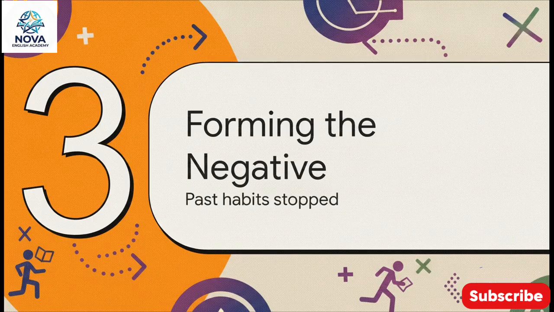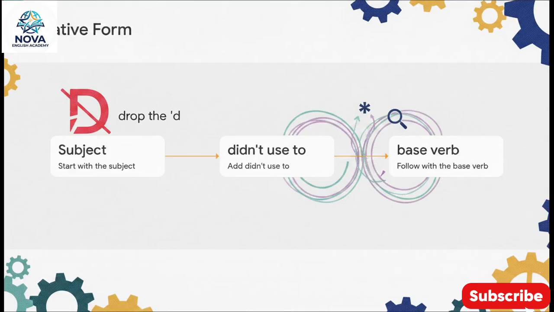Okay, part 3, forming the negative. What if we want to talk about something that was not a habit? The math changes just a tiny bit here. The new sequence is subject, then didn't use to, followed by the base verb. Now really pay attention to the spelling here. Because didn't already carries the past tense for us, we absolutely must drop the letter D from the word used. So it becomes didn't use to rather than didn't used to.